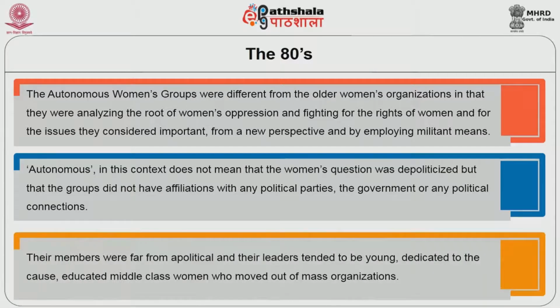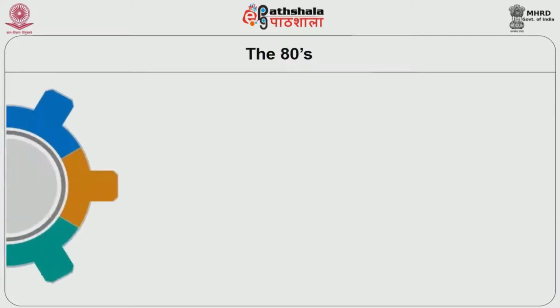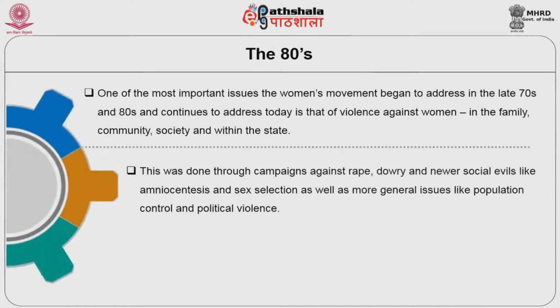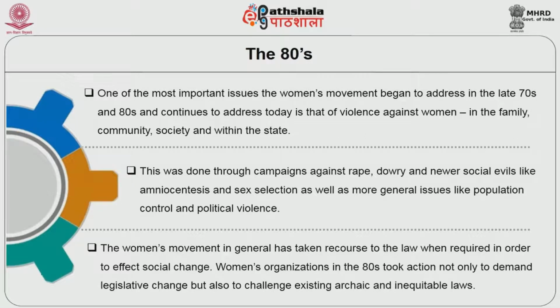While the mass-based movements focused on the problems of the poor and highlighted issues like caste and communalism, they failed to recognize the oppression of women and the fact that they were perpetuating patriarchal norms in both the political and personal sphere. One of the most important issues that the women's movement began to address in the late 70s and 80s, and continues to address today, is that of violence against women in the family, community, society and within the state. This was done through campaigns against rape, dowry and social evils like amniocentesis, sex selection, as well as more general issues like population control and political violence.